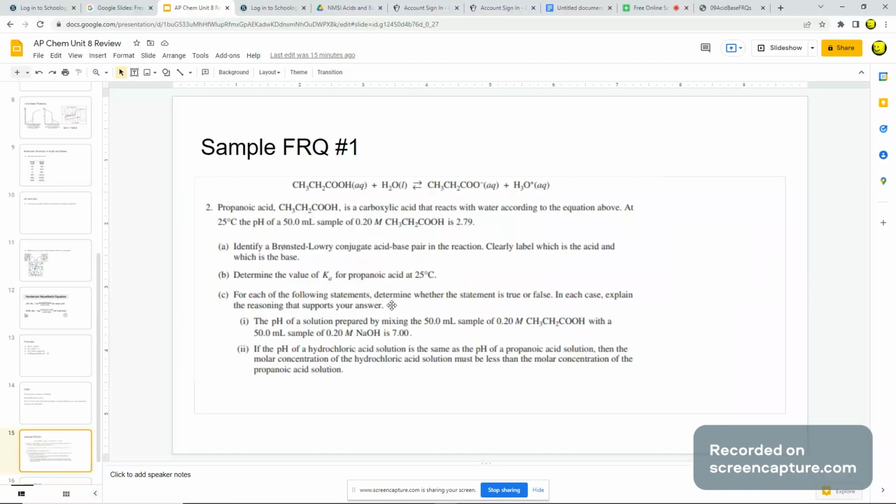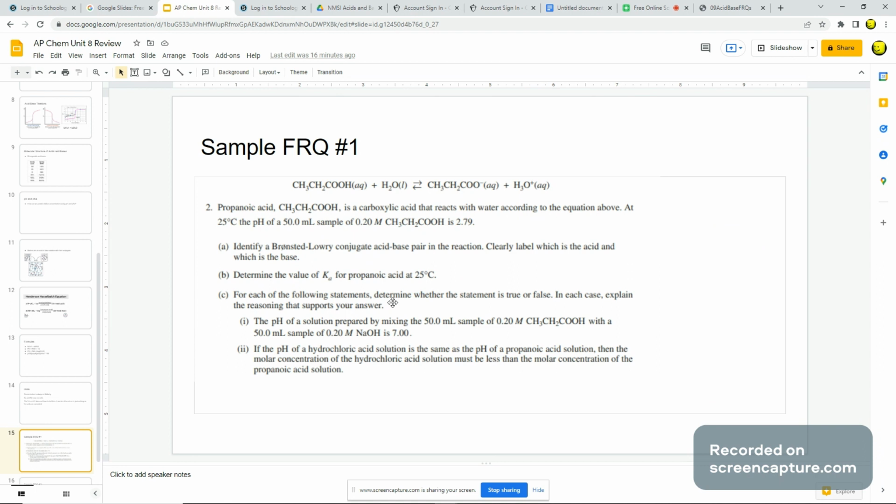And then for each of the following statements, determine whether the statement is true or false. In each case, explain the reasoning that supports your answer. So the pH of the solution prepared by mixing the 50 milliliter sample with a 15 milliliter sample of 0.2 molar NaOH is 7. Okay, so we know that's false because propanoic acid is a weak acid.